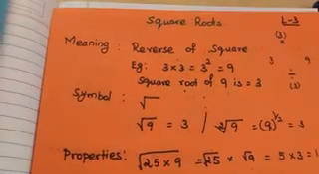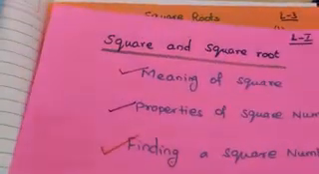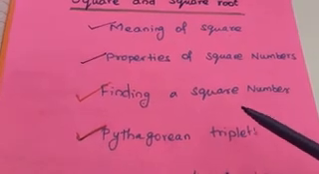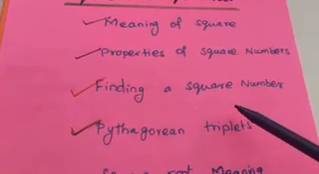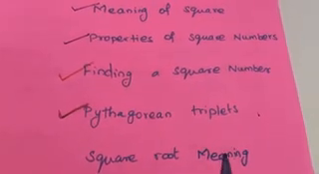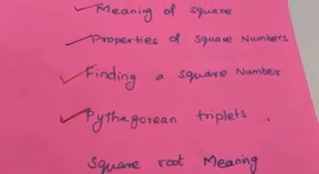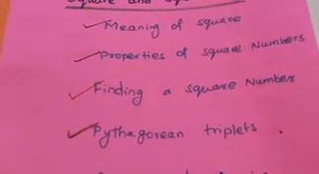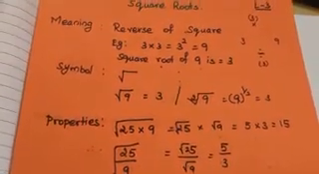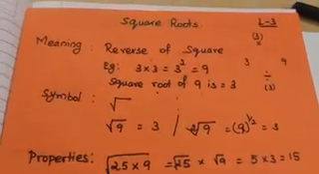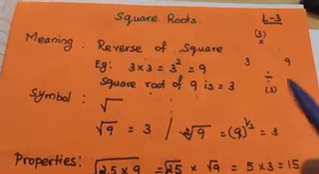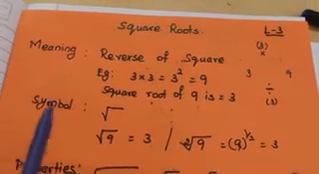In my last two lectures, I explained the meaning of square and properties of square numbers, then how to find the square of a number, what the meaning of Pythagorean triplet is, and how to find out the members of the Pythagorean triplet. These are all the things we discussed in the last two lectures, and now the third lecture is completely based on square roots. Before entering the topic, let me explain what the meaning of square root is.